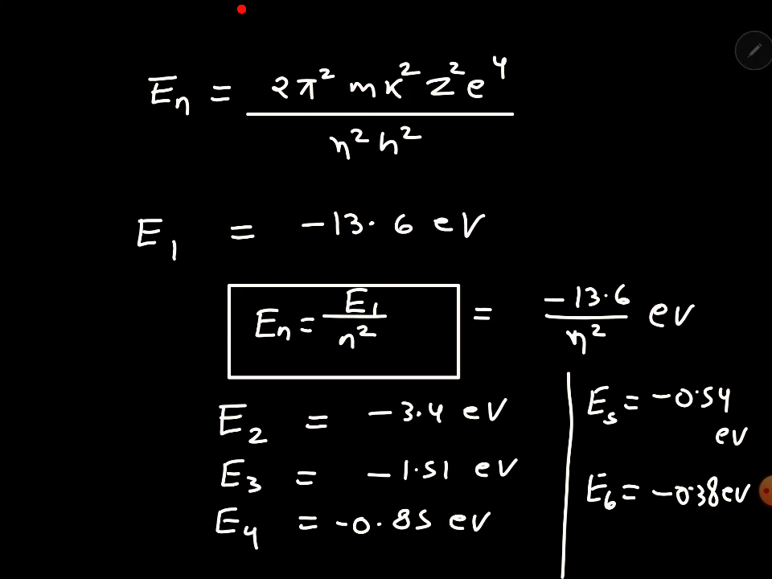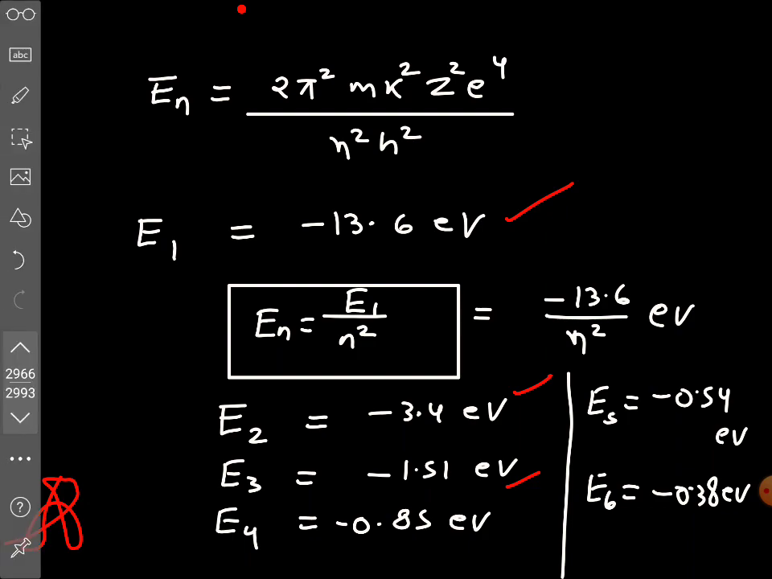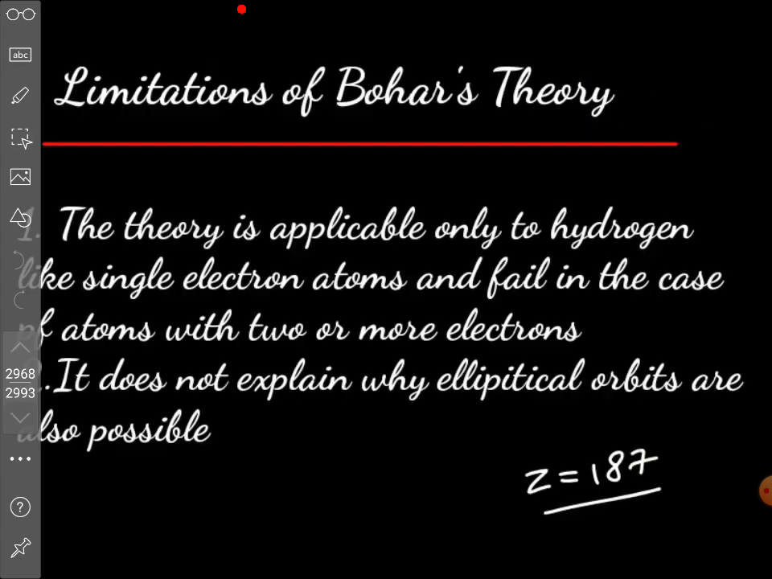We know that in the nth orbit the energy of the electron is explained by this formula. When we calculate through this formula, we find that the energy in the first orbit of the electron is minus 13.6 electron volt. In the second orbit it is minus 3.4 electron volt. In the third orbit it is minus 1.51 electron volt, in the fourth minus 0.85 electron volt, and so on. So you can see that the energy is increasing from the first orbit to the other orbits.